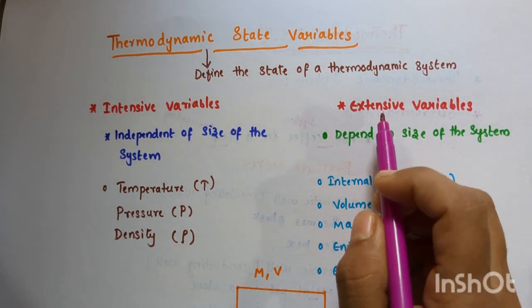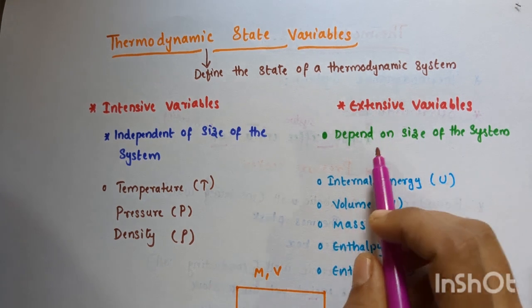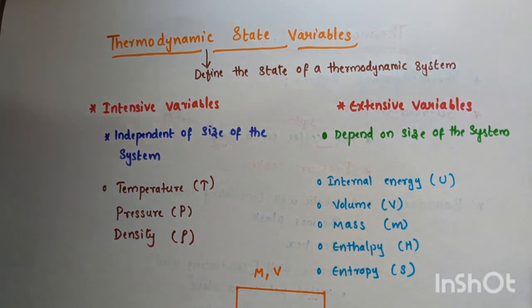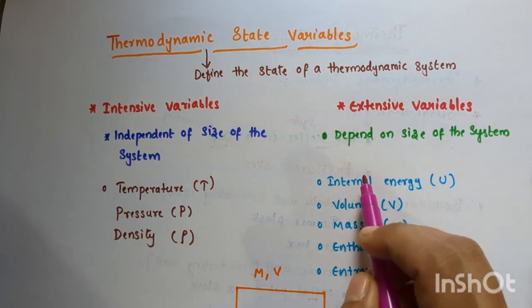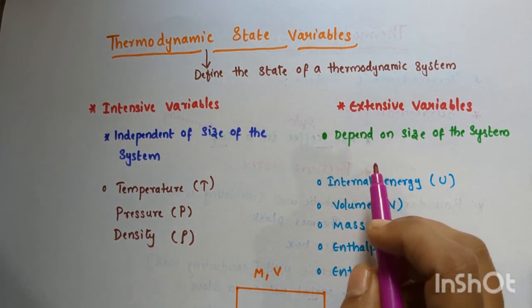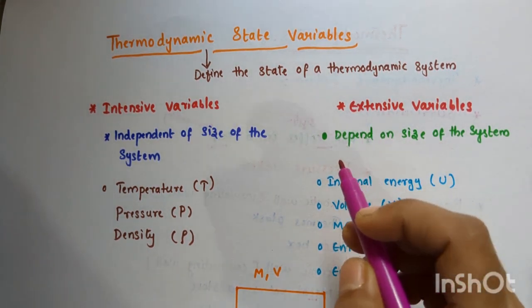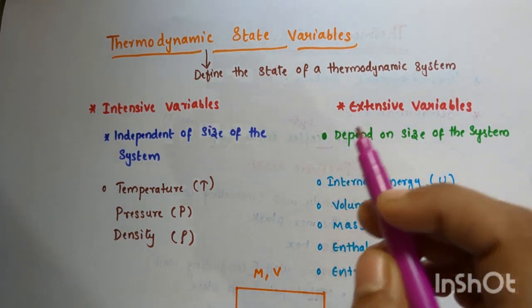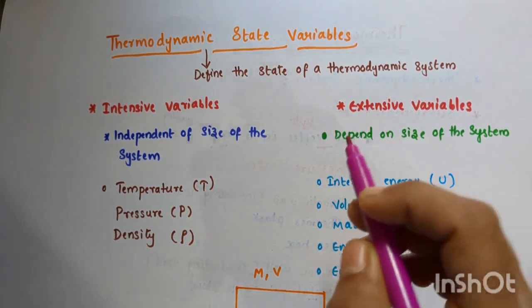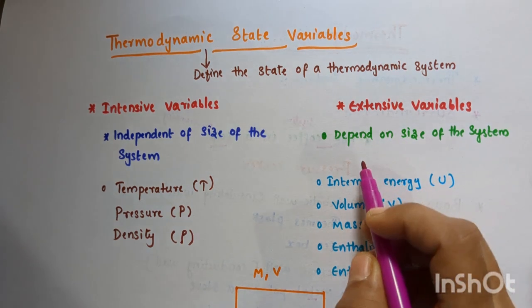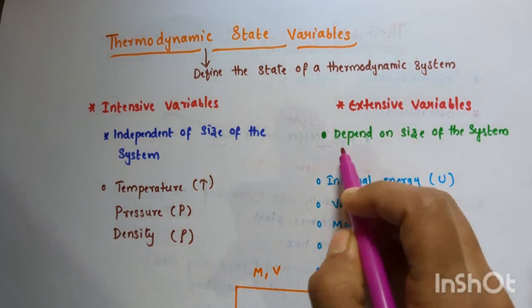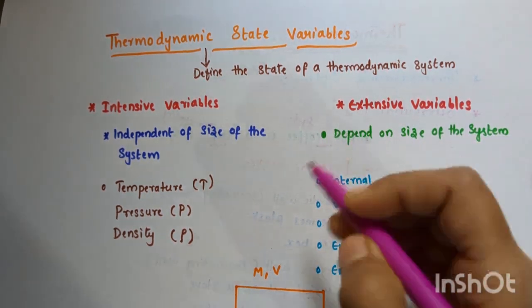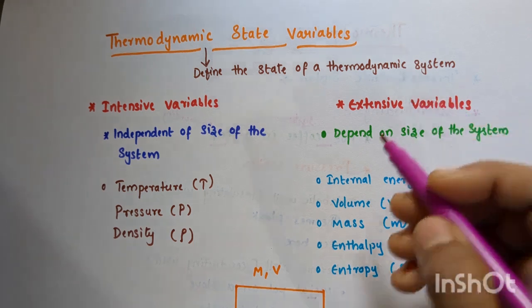Okay, now the next one is extensive variables. See, extensive variables depend on the size of the system. So, extensive variables are the variables which depend on the size of the system or the amount of substance. That is, if we divide a system in equilibrium into two equal parts, the variables whose values get halved in each part are extensive.